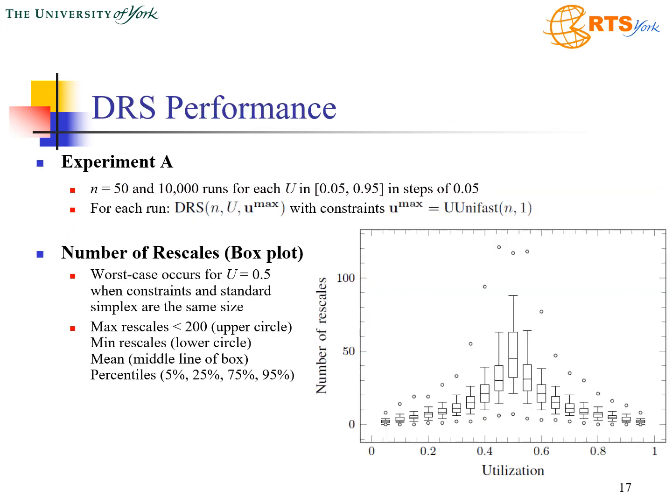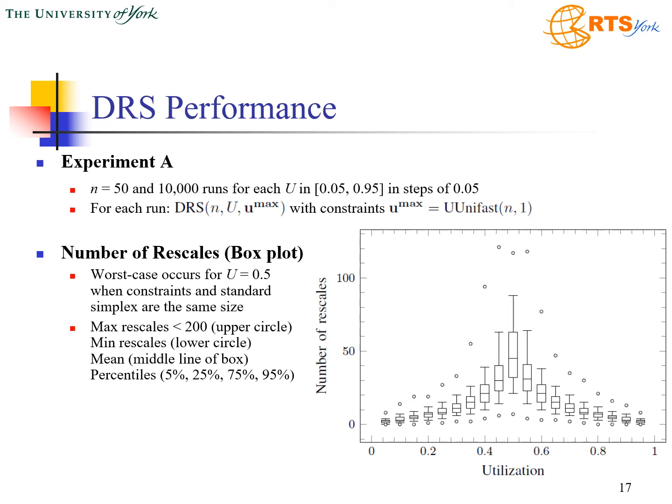We conducted a number of experiments that investigated the performance of the DRS algorithm. In experiment A, we looked at task sets of cardinality 50 and did 10,000 runs for each utilization value from 0.05 to 0.95. For each run, we called the DRS algorithm with a set of randomly generated maximum constraints produced by UUnifast. In the diagram, which shows a box plot of the number of rescale operations required, you can see that the worst case occurs for a required utilization of 0.5.